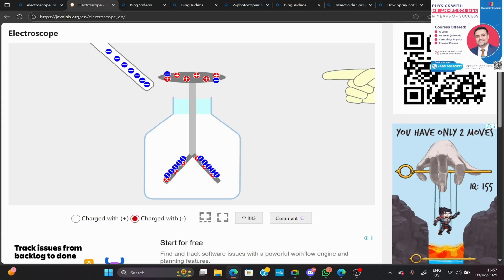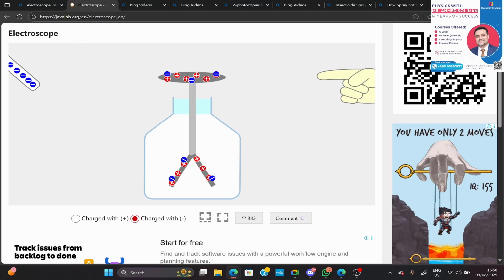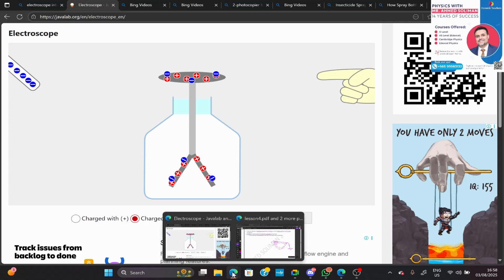This is charged, right? So when I touch the plate, what happens? The charge moves through my hand, like this, for example. Now, this electroscope is charged. Bara, how many positive charges does it have? How many positive do you see in the electroscope? 1, 2, 3, 4, 5.